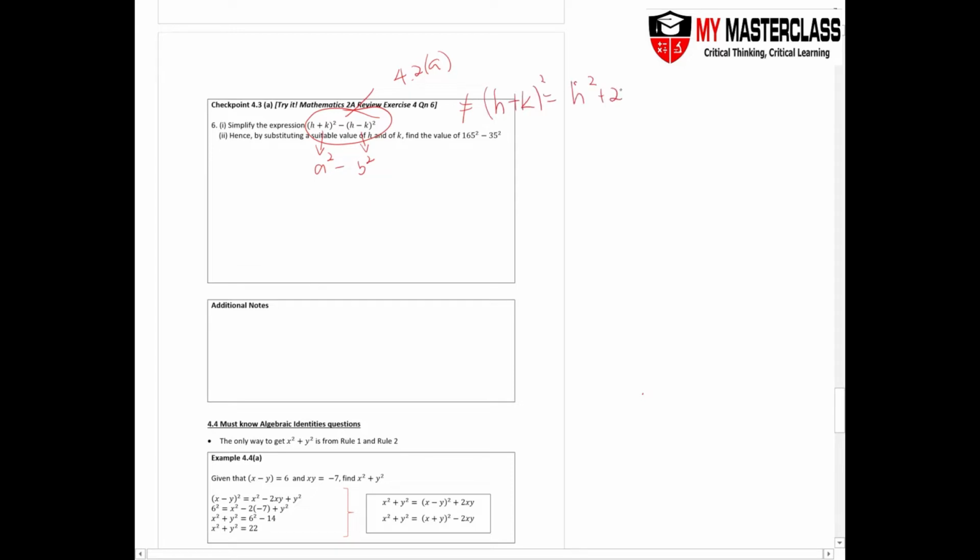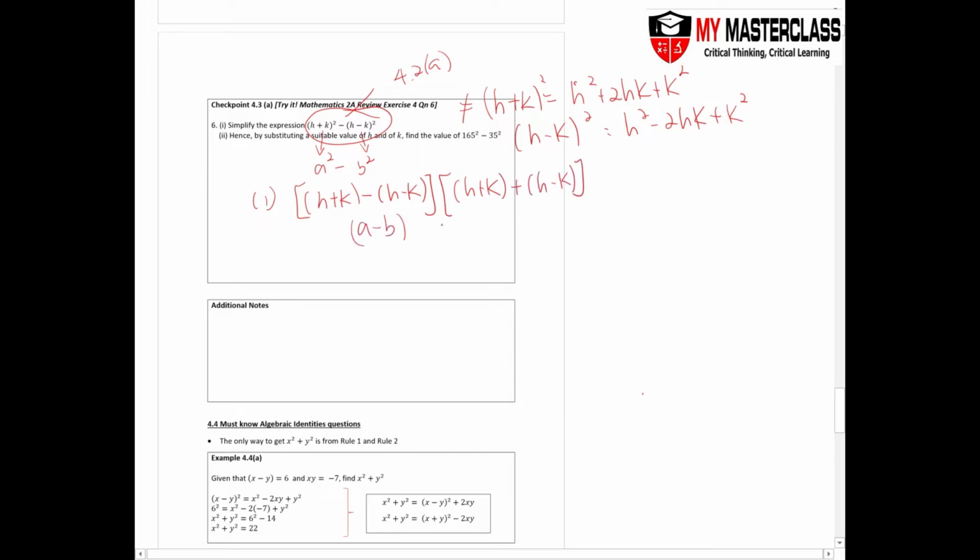Please don't expand this, because I've seen students doing this in this manner. Identify that this is a square minus b square. So therefore, you would have h plus k minus h minus k, and then multiplied by h plus k plus h minus k. This is technically a minus b, a plus b. Can you see?